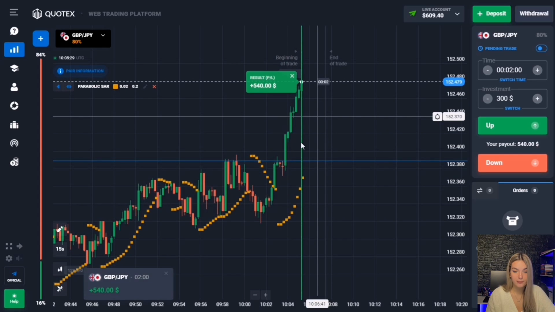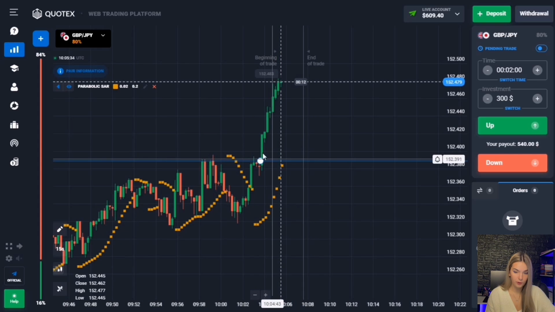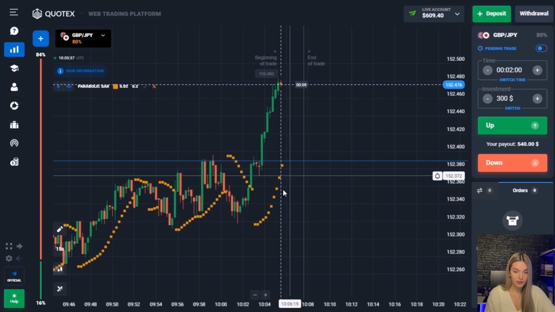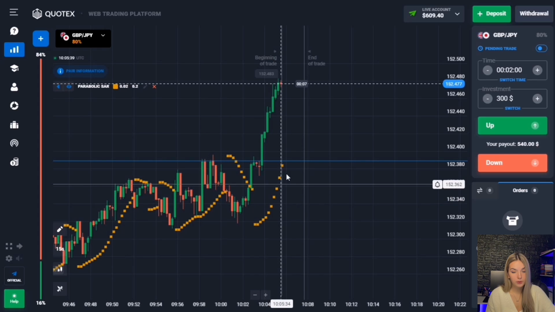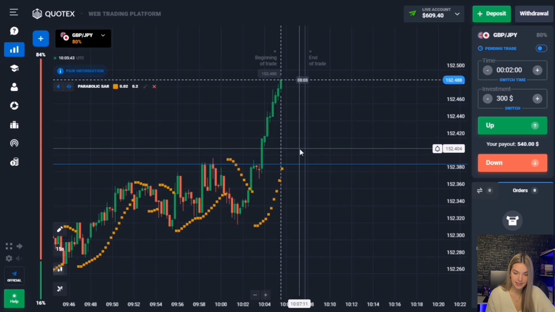Well, quite well friends, the price continued its upward movement, this level was broken and we get a gorgeous profit. 2 minutes was also enough, and the indicator in turn suggested a good entry point and helped to determine further price movements. Everything is going great. Let's continue.